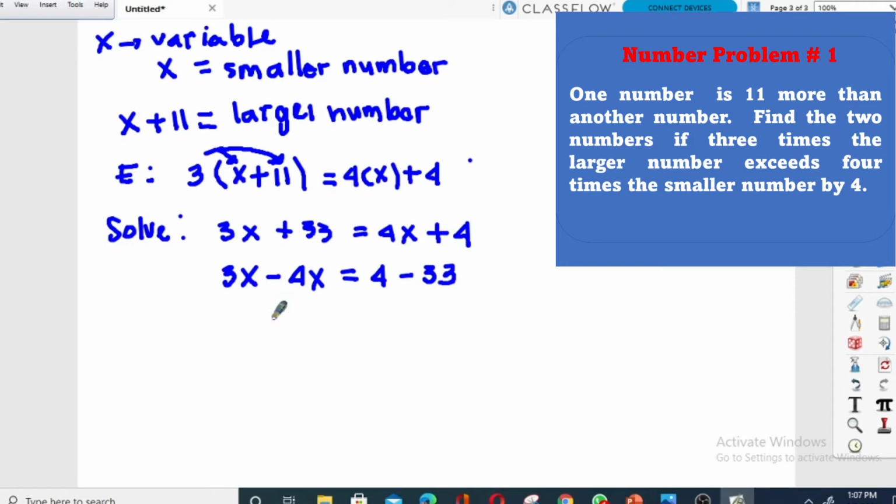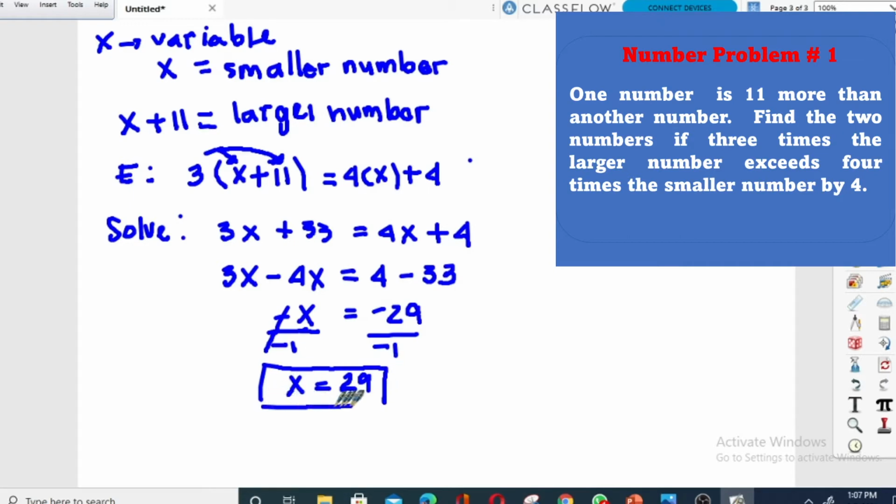So therefore, 3x minus 4x is negative. Since 4 is larger, negative x is equal to 4 minus 33, which is negative 29. To cancel the negative, divide both sides by negative 1. Cancel. So therefore, the value of x is equal to 29. And 29 is our smaller number.